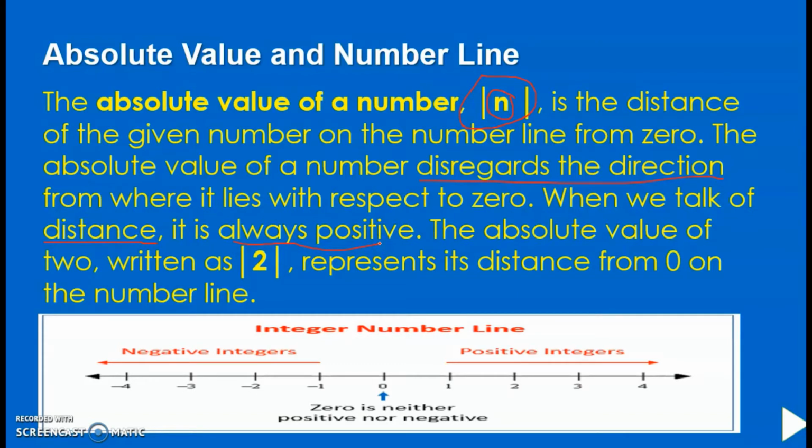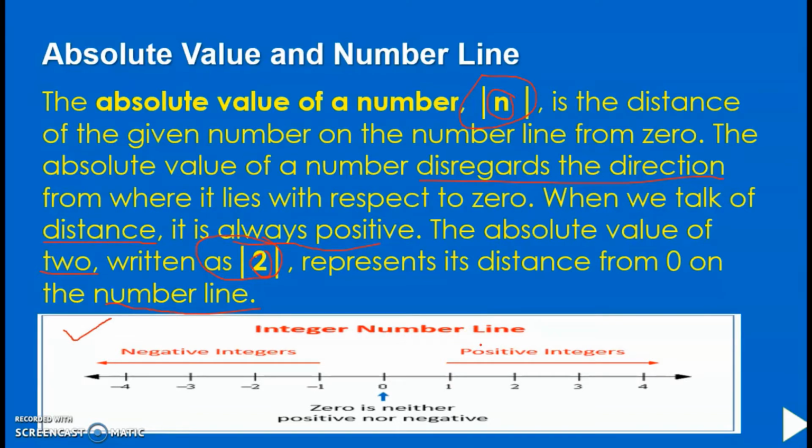The absolute value of 2, written here. So assuming this is the n, we replace it with 2 because we are referring to the absolute value of 2. It represents its distance from 0 on the number line. So what is the number line, Sebs? The number line consists of integers, as shown here at the bottom part. The integer number line, or the number line of integers.